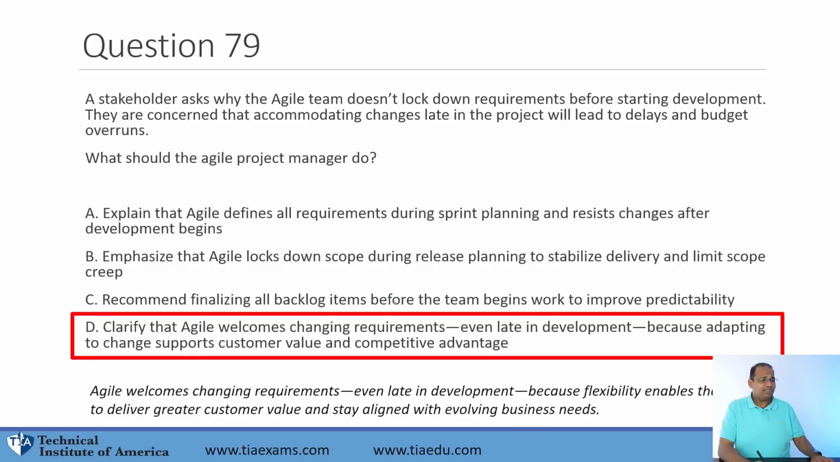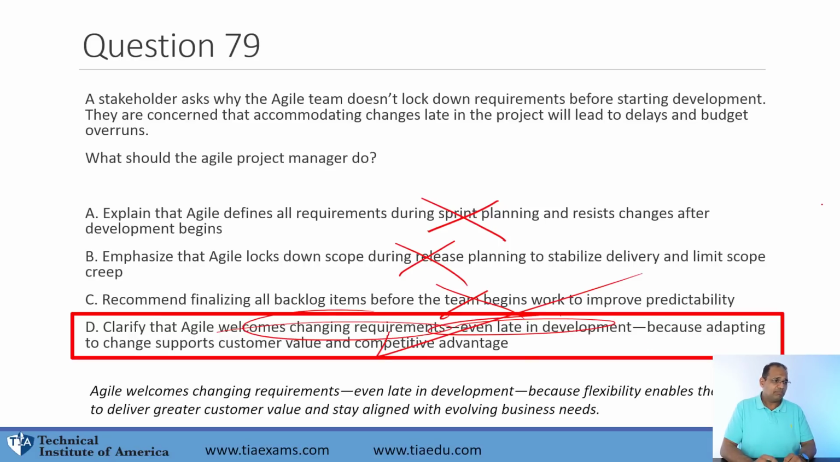So remember, Agile is about really welcoming changes. Doesn't matter how late in development we are, we are going to welcome changes. We don't define all the requirements during sprint planning, though. We don't lock down the scope. The scope is never locked down. And you don't finalize all backlog items before the team begins to work. No, they can be added later on. Part of the Agile values is we welcome changing requirements, even as late as possible, as we defer decisions. And this brings more value to our customers.